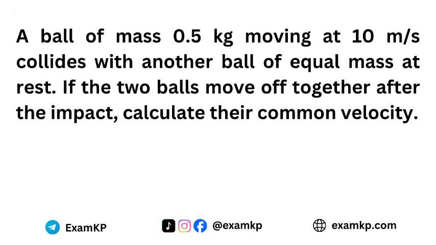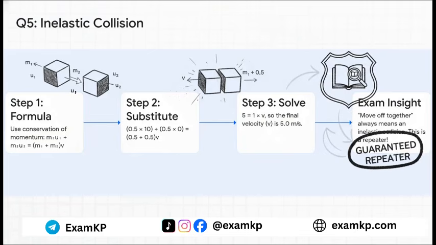Okay, the magic words in this question are move off together. When you see that phrase, a light bulb should go off in your head. That means it's an inelastic collision, and we need to use the formula where the masses combine after impact. So, before the collision, we've got the momentum of the first ball, which is 0.5 times 10, plus the momentum of the second ball, which is 0 because it's at rest.